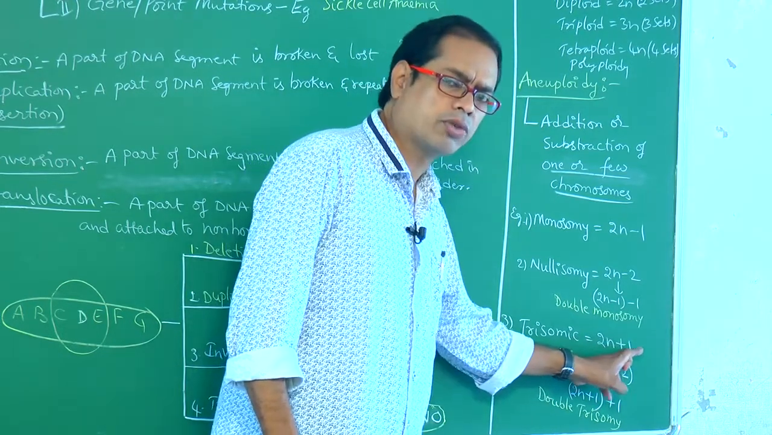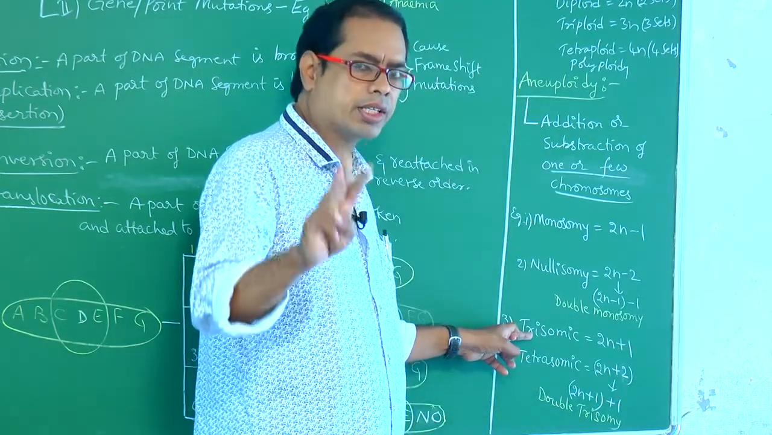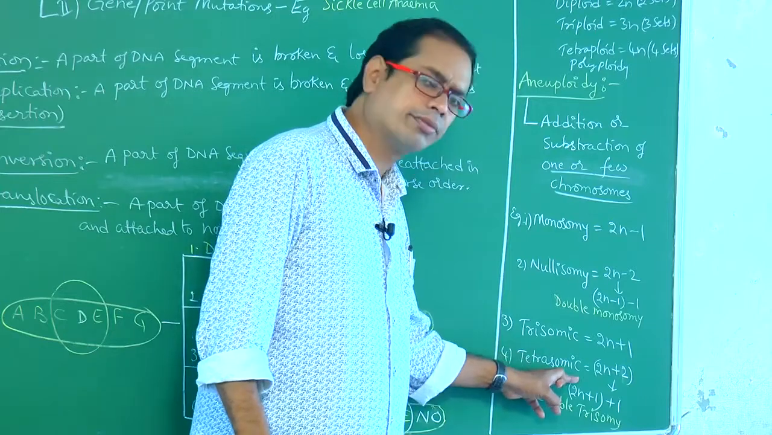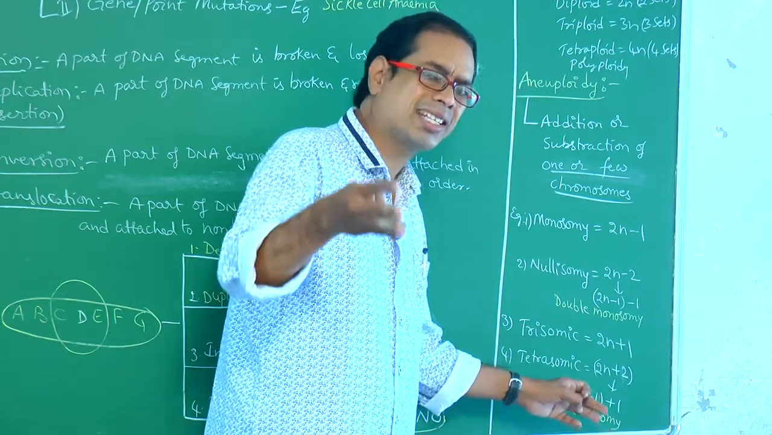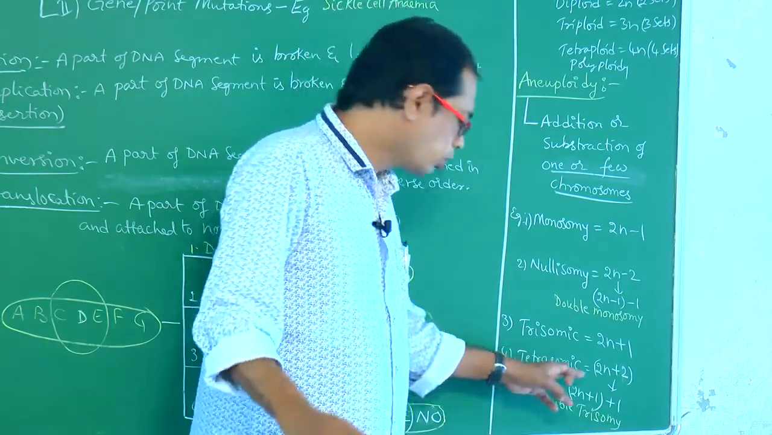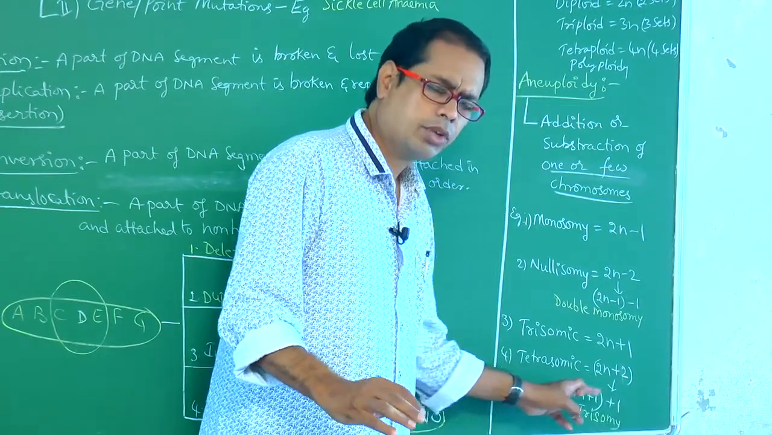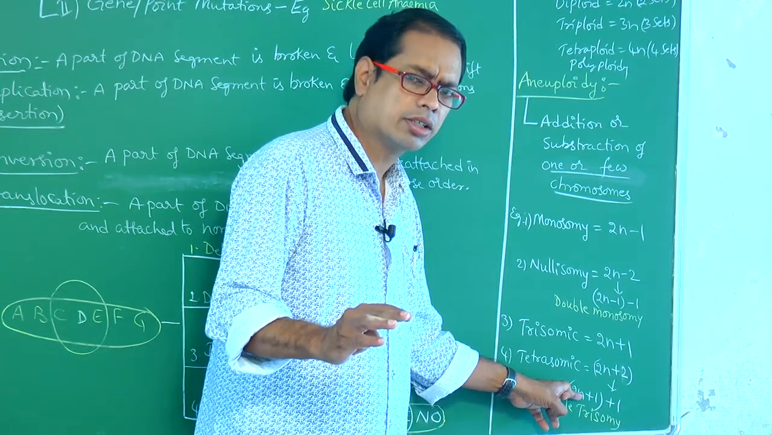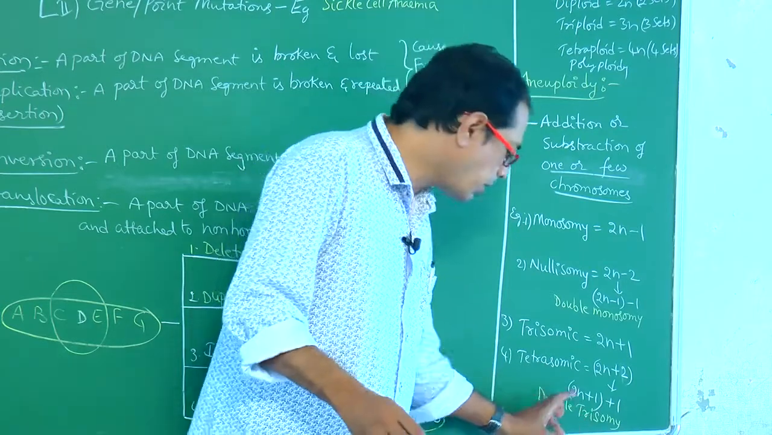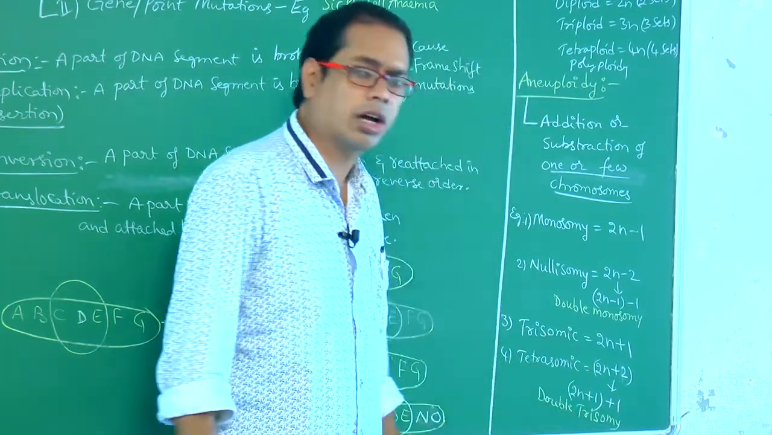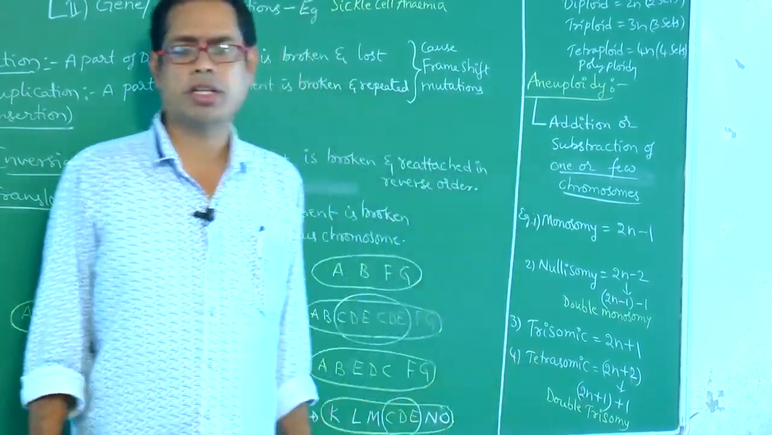Next one, trisomy. Trisomy, 2n plus 1. 2 plus 1 is equal to 3. 3 means trisomy. Tri means 3. Next, tetrasomy. Tetrasomy means 2n plus 2. 2 plus 2 is 4. 4 means tetrasomy or tetrasomic. 2n plus 2 can also be written as 2n plus 1 plus 1. 2n plus 1 is called trisomy. Again plus 1, trisomy. So double trisomy. Tetrasomic is also called double trisomy. Please note down all these points, my dear students.